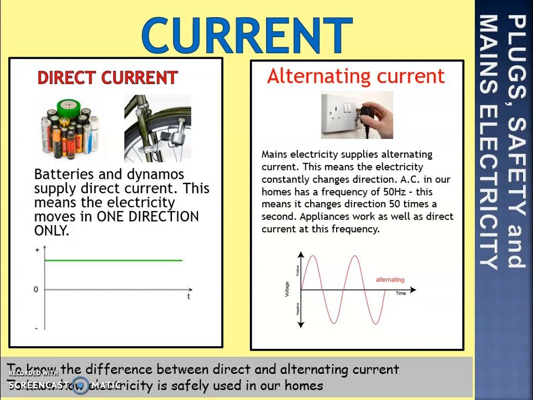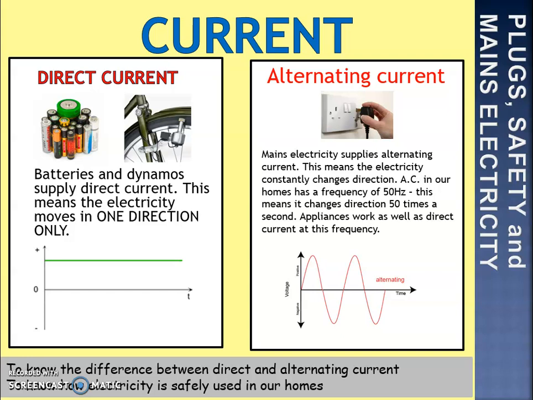You can see the graph below there. The line is always above the axis, the zero axis. The line's always above there. That tells us it goes in one direction. Alternating current means the electricity constantly changes direction. So it's always moving from one direction to the other.